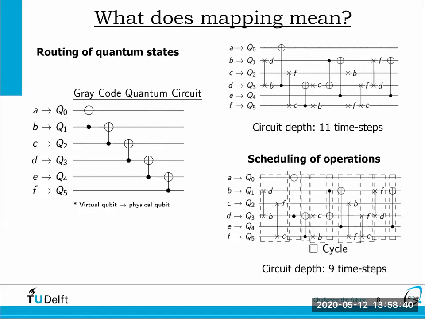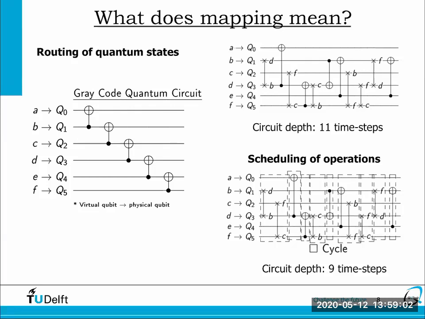There's a limited coherence time in the hardware. Exactly. This is especially critical in the NISQ era, because in principle we will not use any kind of quantum error correction. So you are limited by the coherence time of the qubits, right? So the lower the circuit depth, the better, or the higher the fidelity of your algorithm.